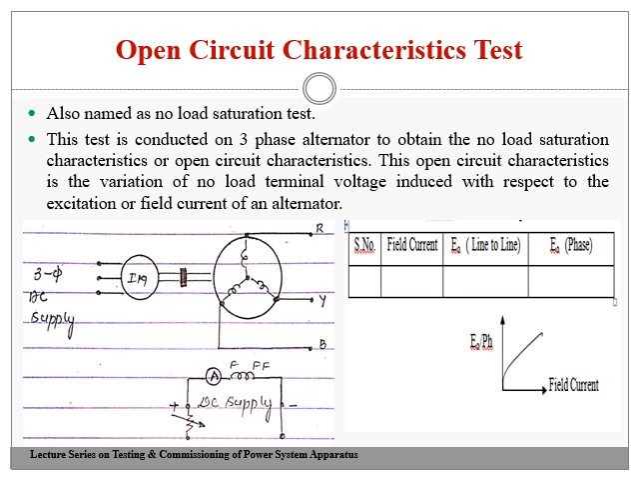Then we draw the graph with the field current on the x-axis and the no load EMF induced per phase on the y-axis. You are going to get a specimen graph, and we call this the OCC, the open circuit characteristics. In this way, you can determine the open circuit characteristics. It is nothing but the variation of the no load terminal voltage induced with respect to the field current. That we call the OCC.